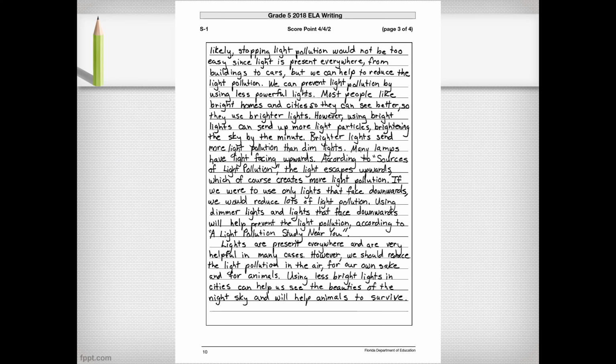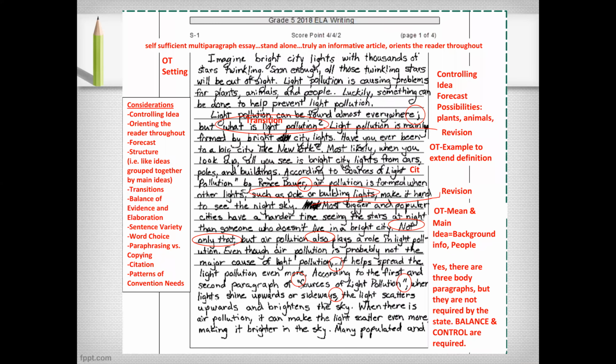So hopefully, as you read that essay with me, you were able to pick out some of the strengths in that response. And I'm going to show you a few of them right here. So in just looking at the first page of this response, some of the notes are that this is a self-sufficient multi-paragraph essay, stands alone. It's truly an informative article. They're orienting the reader throughout. They have original thought right from the get-go, kind of starting with that setting the scene. This is kind of that idea of a hook.